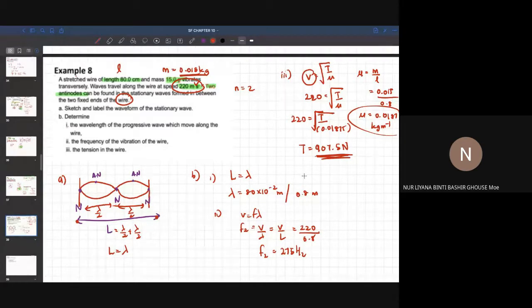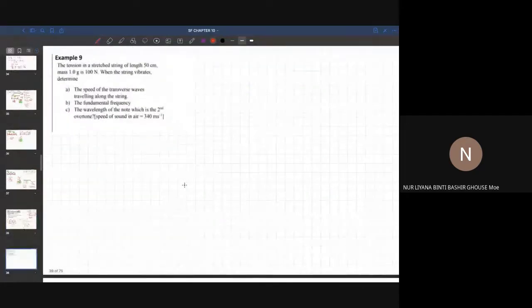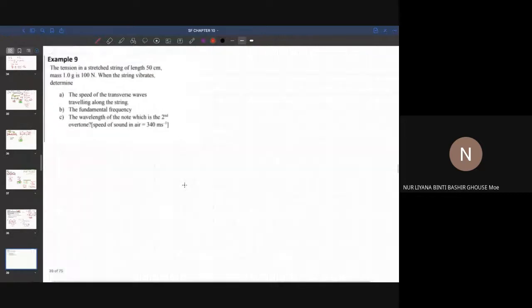Any questions for example 8? If not, continue with example 9. I will come back in 2 minutes. If you have any question, write it in the chat box and when I come back I will reply. If you're done with example 9, press done in the chat box.